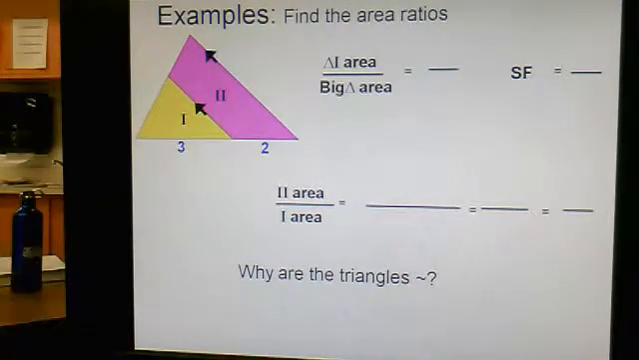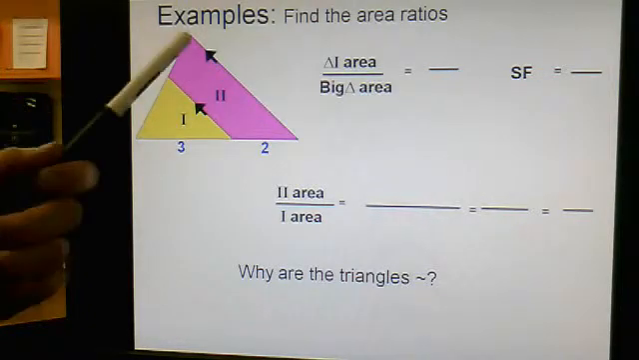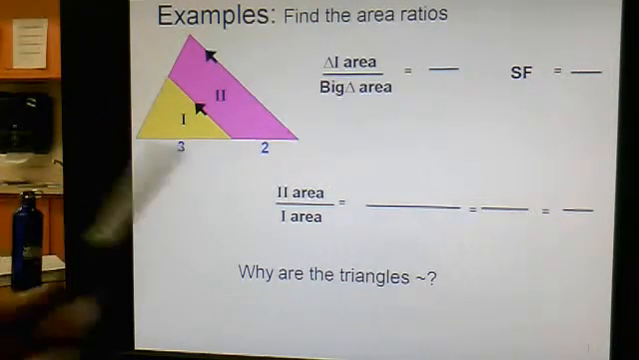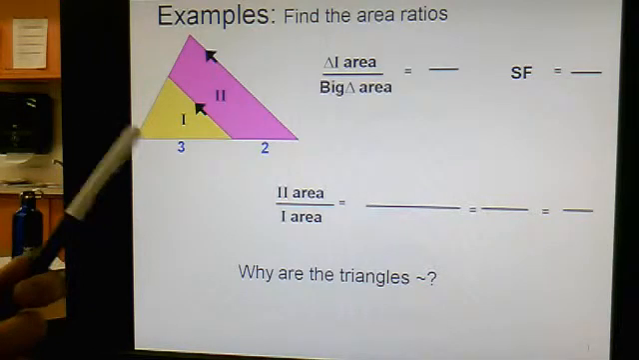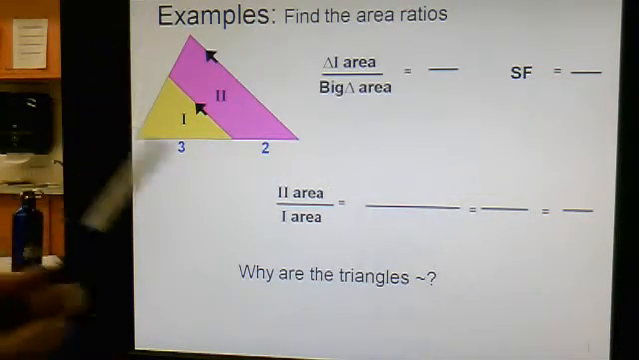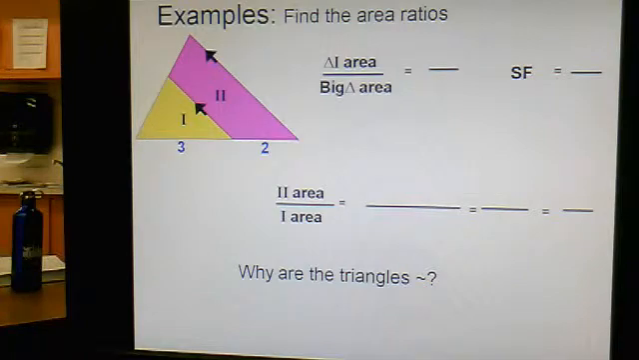Parallel lines means you've got corresponding congruent angles here and here, or you could say a shared angle down here. The big triangle and triangle 1 share that angle, which kind of answers this question: why are the triangles similar? Well, you've got the angle-angle similarity postulate because of the parallel lines and the corresponding angles. So that's sort of the proof behind why this works in terms of the similarity.